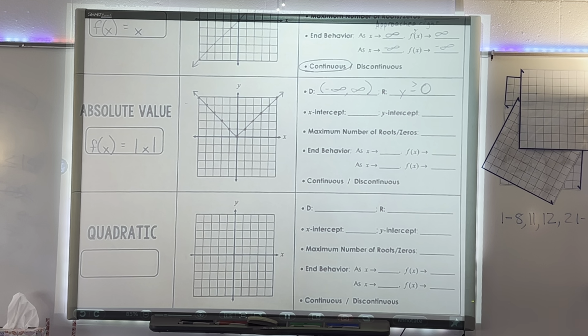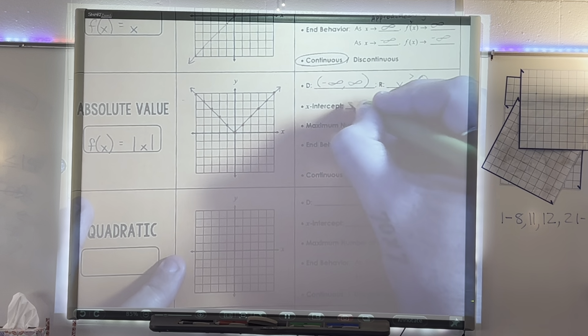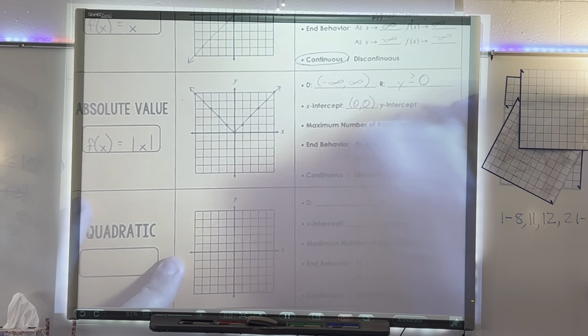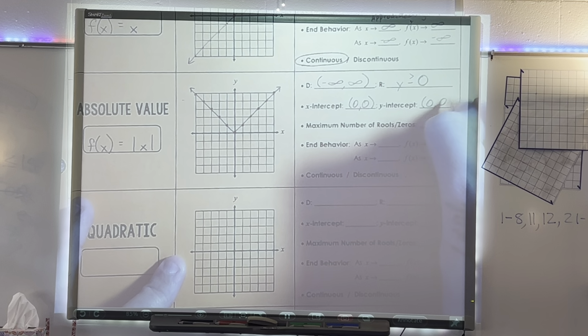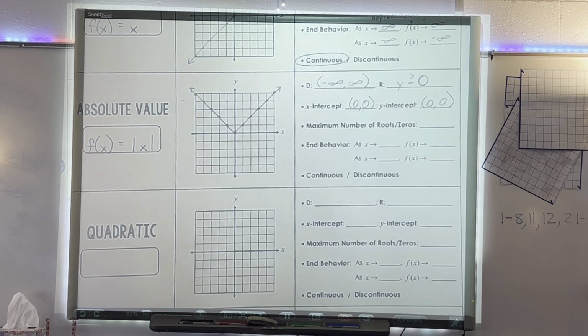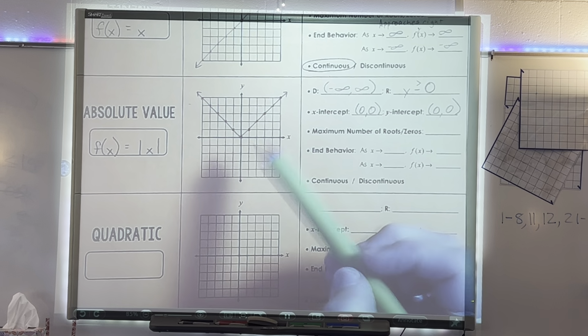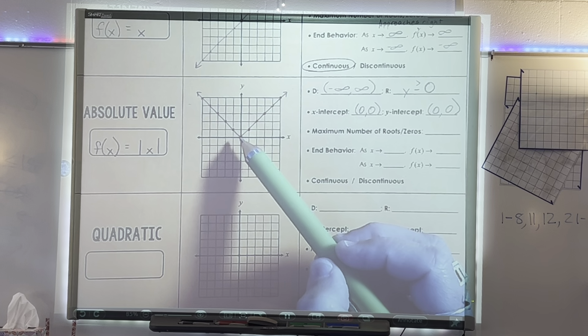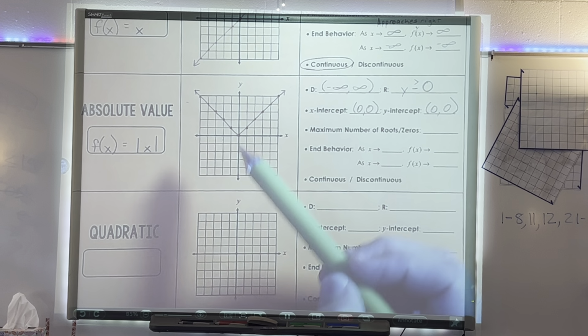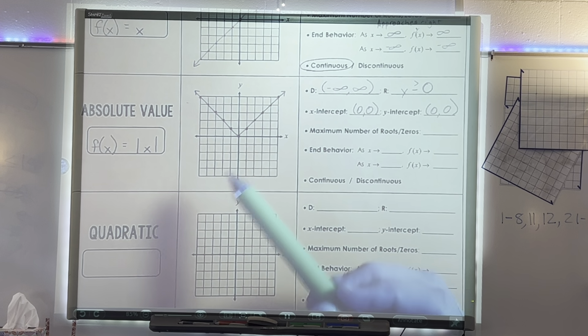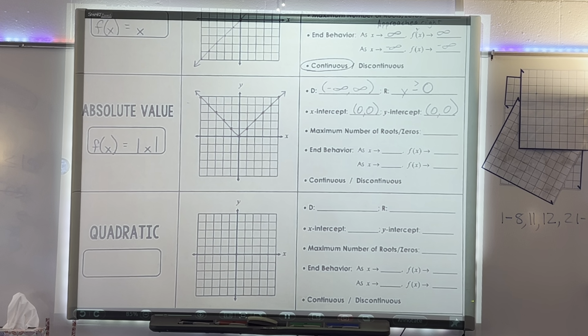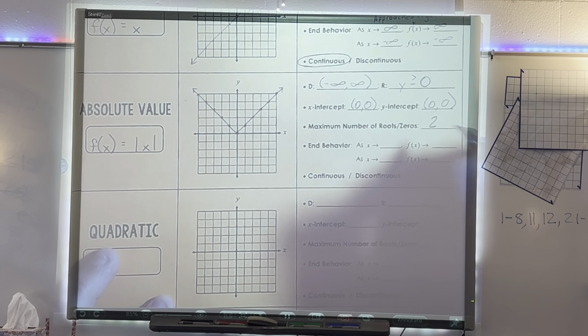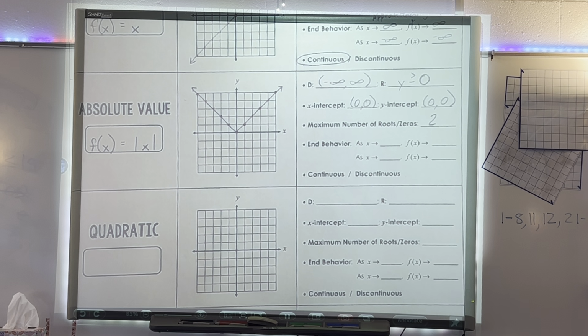All right, my x-intercept and my y-intercept for this particular graph is the same. They're both at 0, 0, so nothing weird or quirky there. All right, the maximum number of roots or zeros. So right now I only touch my x-axis right here in one spot, right? If I slid this graph down though, I would touch in how many spots? Two. Do you think I could ever touch in more than those two? No, you can't.